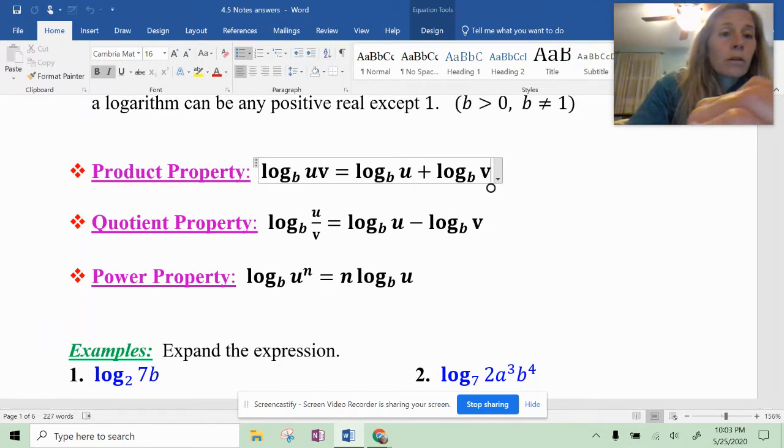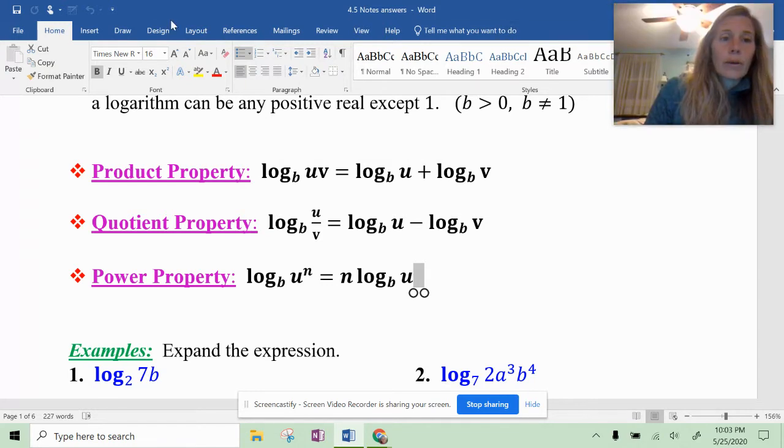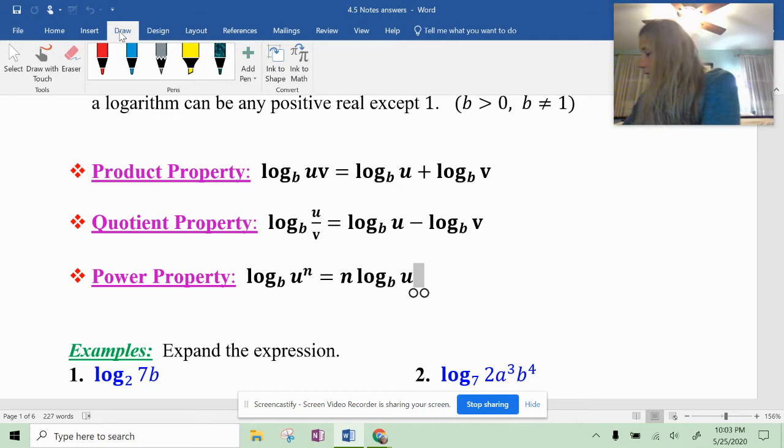So if we remember back to the product property with exponents, let's see if I can get this to work. No, I think my pen's dead. All right, hang on one second.